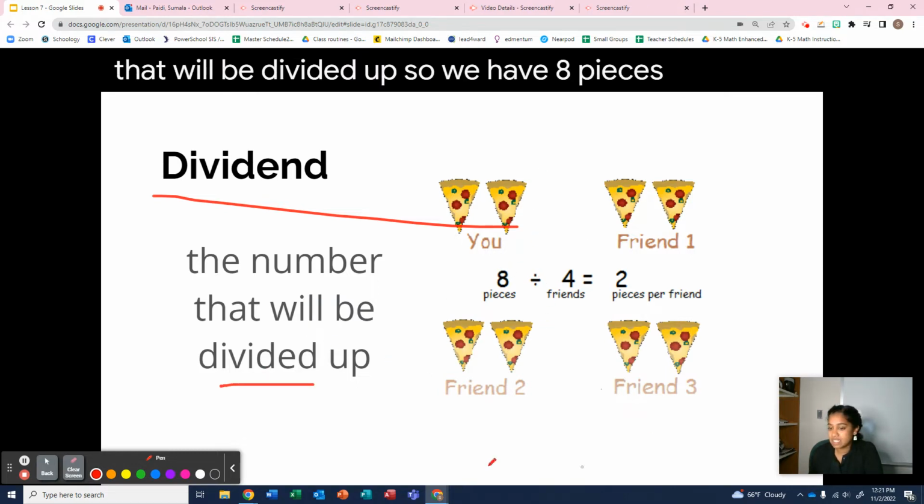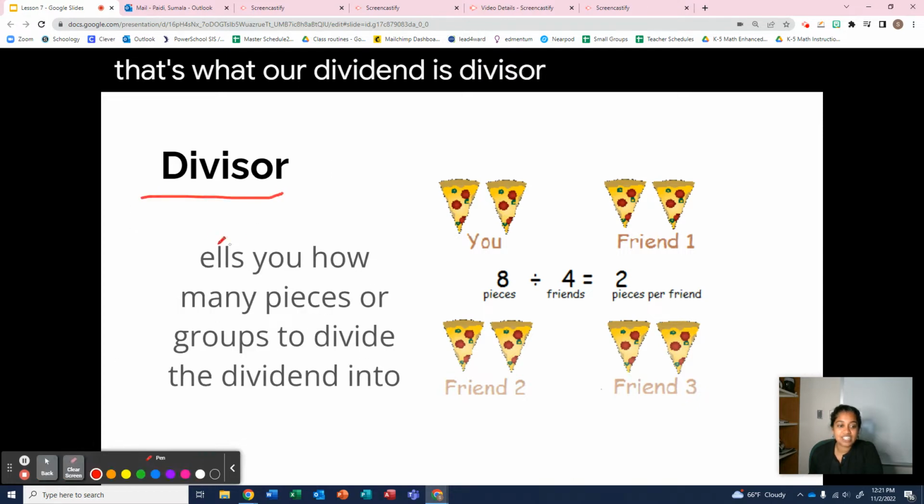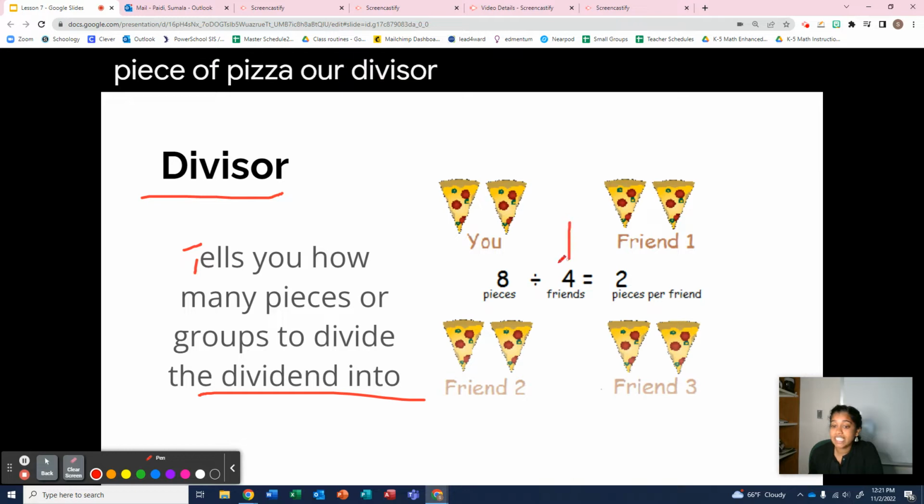So we have 8 pieces of pizza. That's what our dividend is. The divisor tells you how many pieces or groups to divide the dividend into. So we have 8 pieces of pizza, and our divisor is 4, right? Because that's the number of groups we are dividing into.